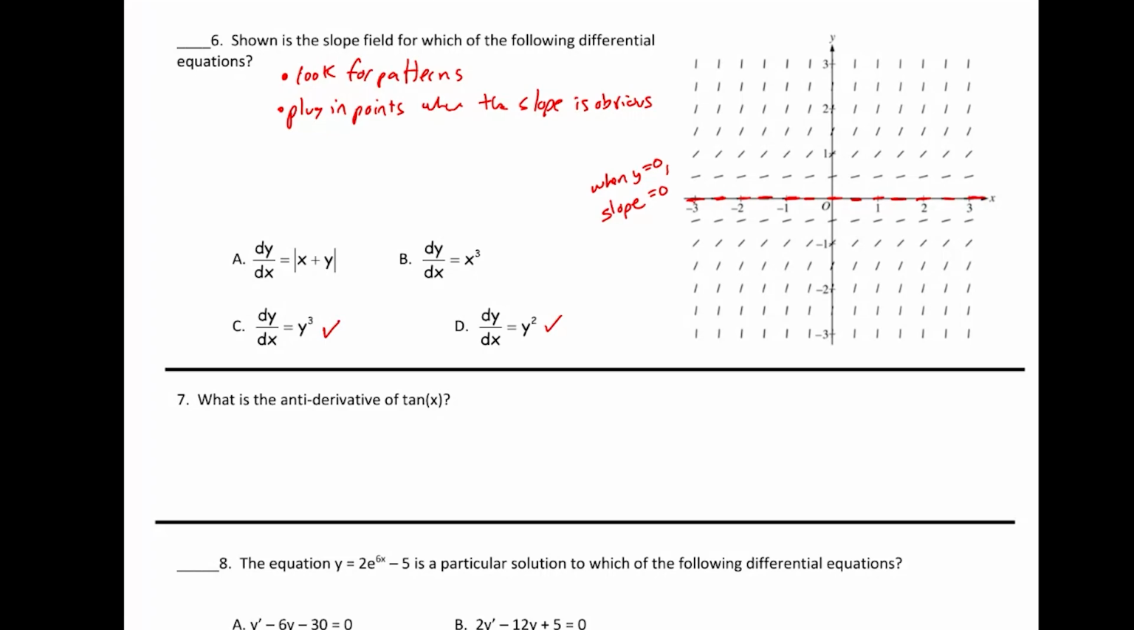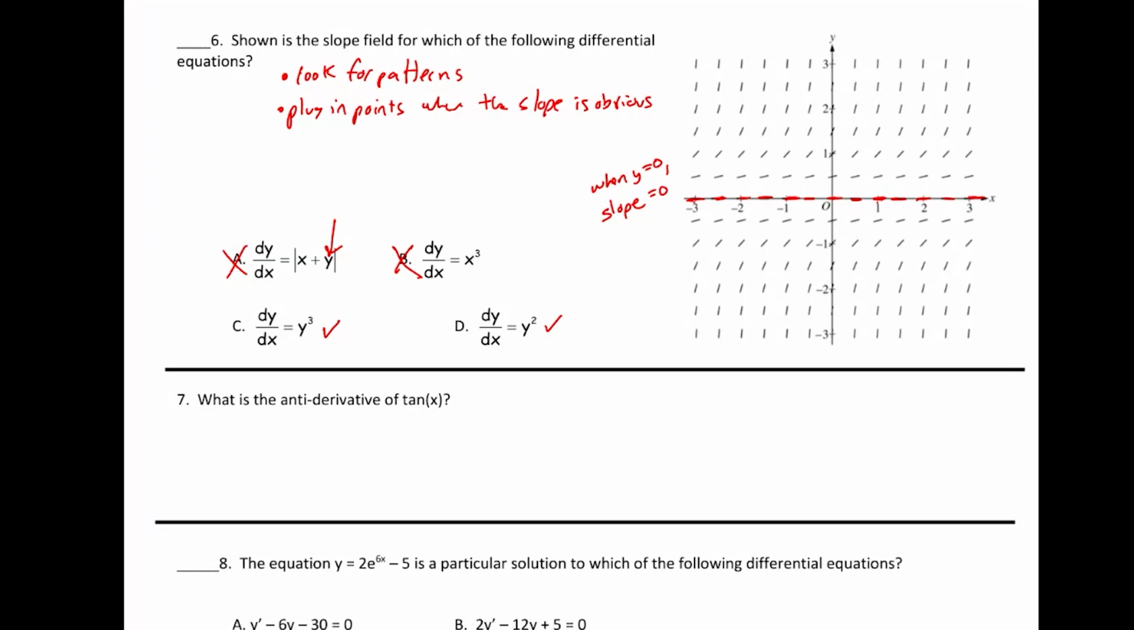Now B doesn't have to necessarily be 0 because there's no y here. So y being 0 is not going to force this derivative to be 0, so our answer is not going to be B. And it's not going to be A either for the same kind of reasoning. If y is 0, x could be like 1, and if x is 1, then the slope should be 1. But we can see at (1, 0), the slope is still 0. So it can't be A either. So it's either going to be C or D.